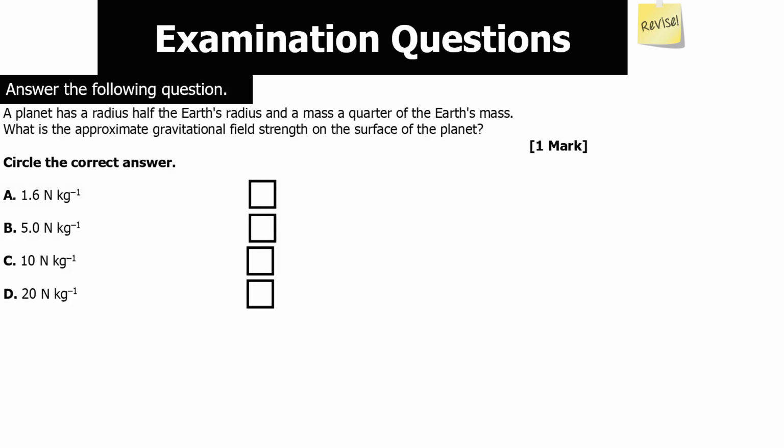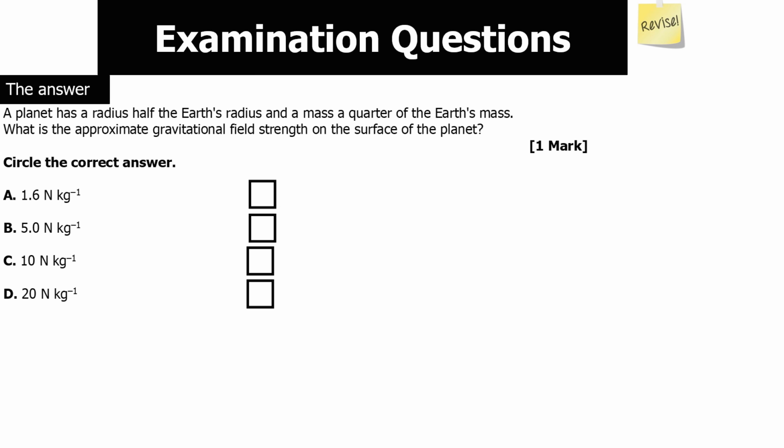Now the next question says, a planet has a radius half the Earth's radius and a mass a quarter of the Earth's mass. What is the approximate gravitational field strength on the surface of the planet? So pause the video now, then unpause the video when you want to go through your answer.